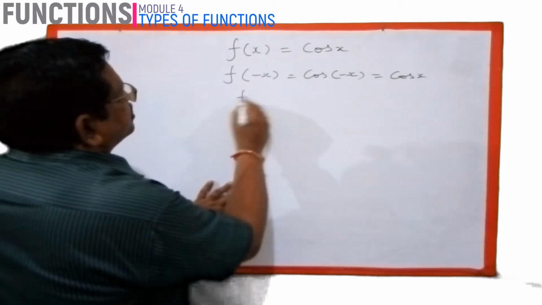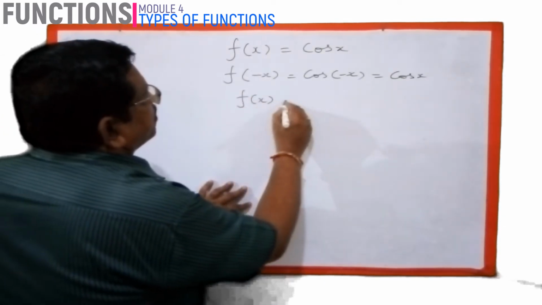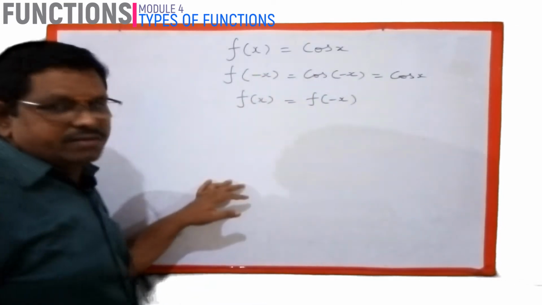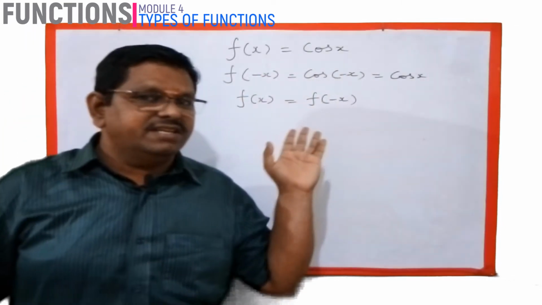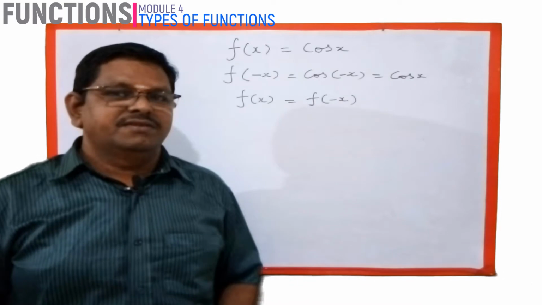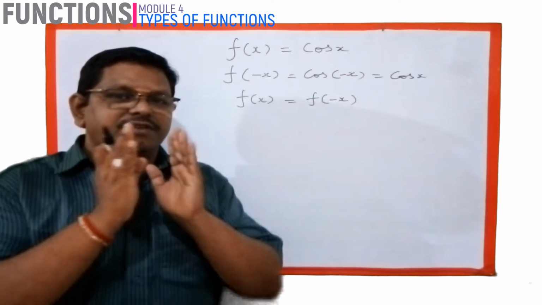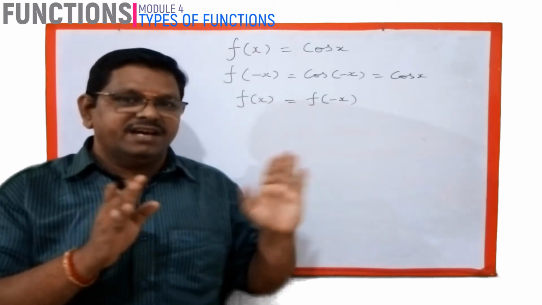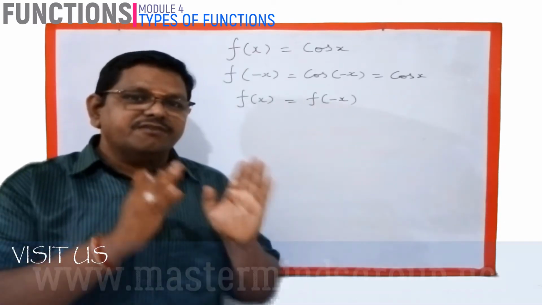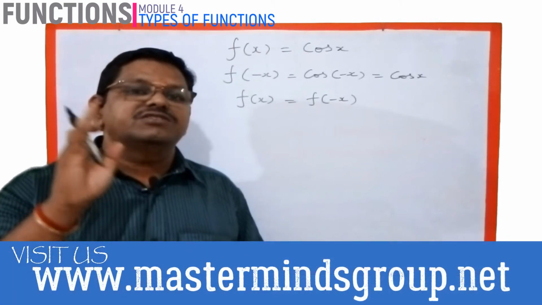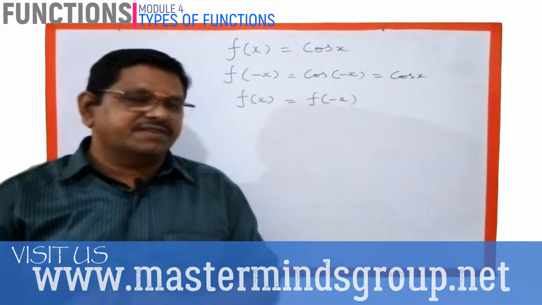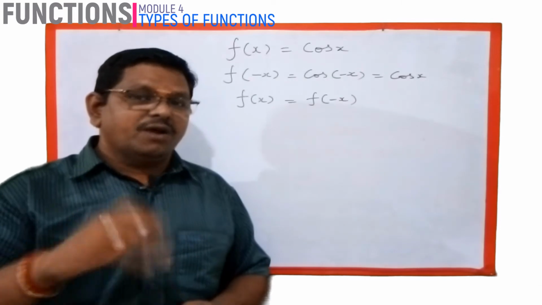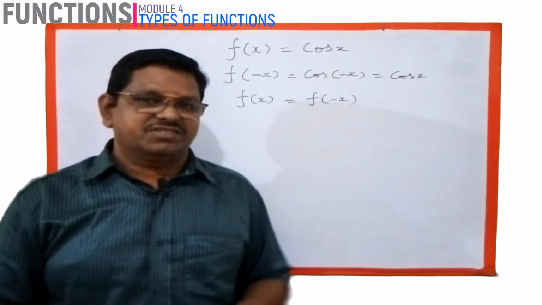Now from this what we understand is f of x and f of minus x are not at all changing, they are equal. So this function is an even function. A very simple concept. If f of x is equal to f of minus x, then the function is an even function. If f of minus x is minus of f of x, then we can say that it is an odd function. Now let us discuss other models.